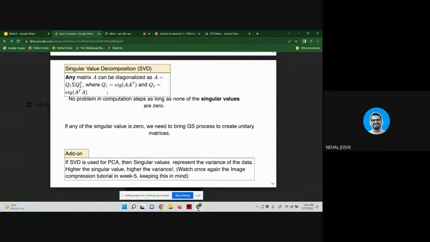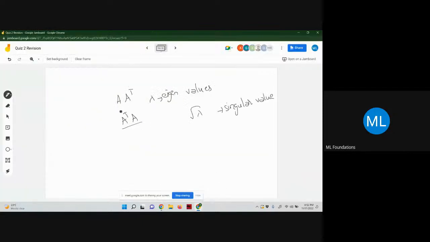How do we choose whether it's the eigenvalues of A A transpose or A transpose A? As I told you, the eigenvalues of A A transpose and A transpose A are both going to be the same. The vectors are going to be different, but the singular values, the eigenvalues, are going to be the same.